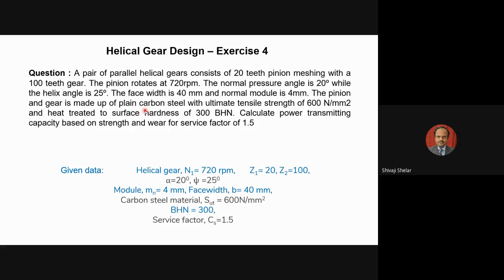Since it is already manufactured, the material is already fixed as carbon steel, which possesses an ultimate tensile strength of 600 Newton per millimeter square, and is heat treated to a surface hardness. The heat treatment is given to the gear as well as the pinion surface to gain a strength up to 300 BHN. Calculate the power transmitting capacity based on strength and wear. Consider both, and consider a service factor of 1.5, and determine how much maximum power can be transmitted without failure. Okay, so it is like that.